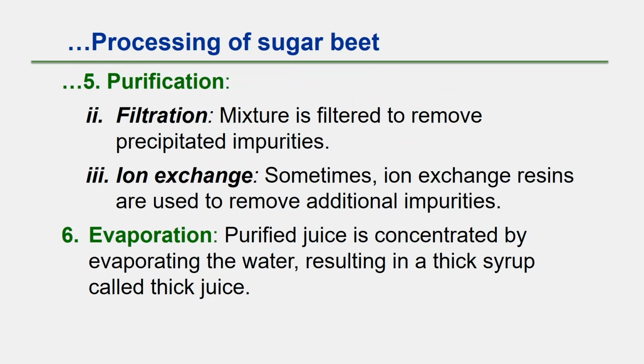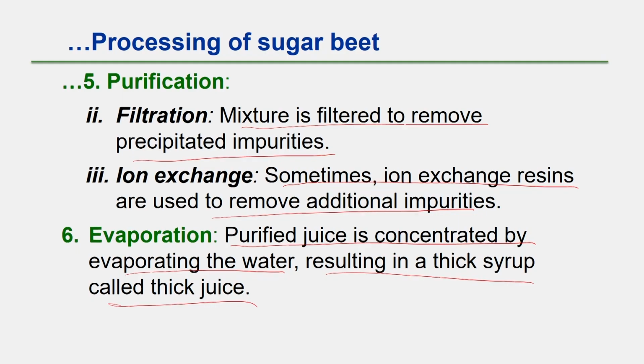And then filtration is also necessary. The mixture is then filtered to remove the precipitated impurities. A number of filters are used. Mechanical filters are available that can be used to clean the juice. Then ion exchange. Sometimes ion exchange resins are used to remove additional impurities. Evaporation. Purified juice is concentrated by evaporating the water, resulting in a thick syrup called thick juice.